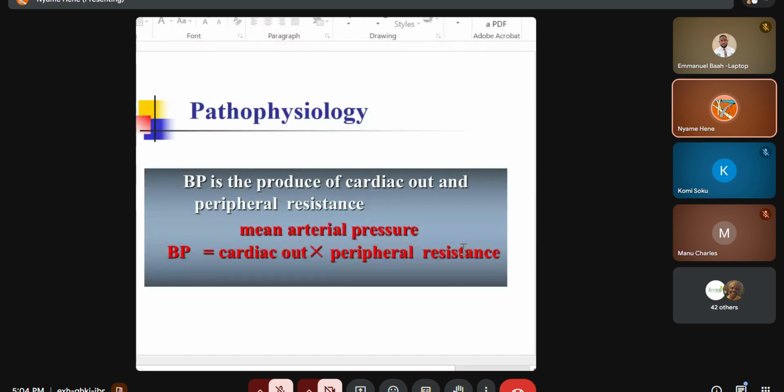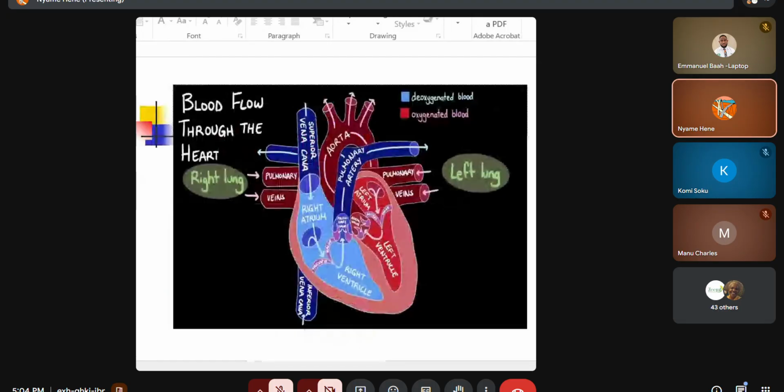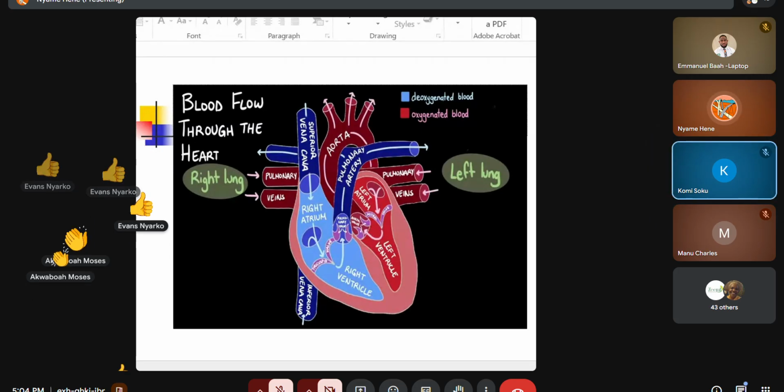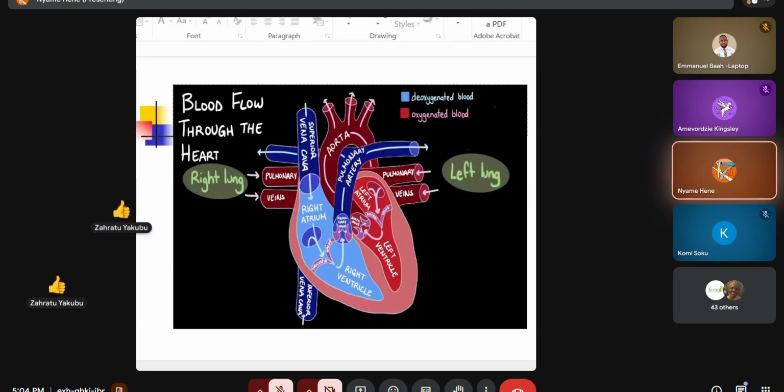These two things: the heart and the blood vessel. The heart is the cardiac output, and the peripheral resistance is the blood vessel. Do we understand? Yes, sir. Okay. If you understand, you say well understood.